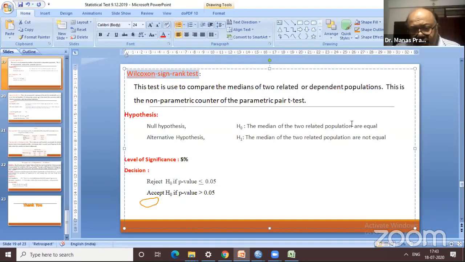The medians of the two related populations are equal, versus the medians of the two related populations are not equal. And this is the decision rule. And the decision rule is the same as always.